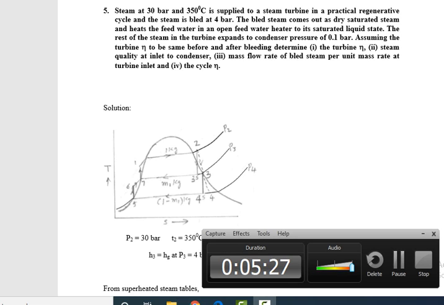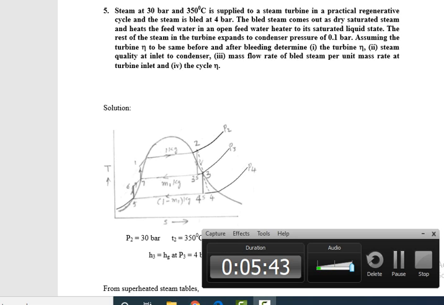That means this is the area where the boiler pressure is there. The second is the blending pressure. This is the condenser pressure. There are three lines. First of all, you have to draw the saturation curve and locate the points.